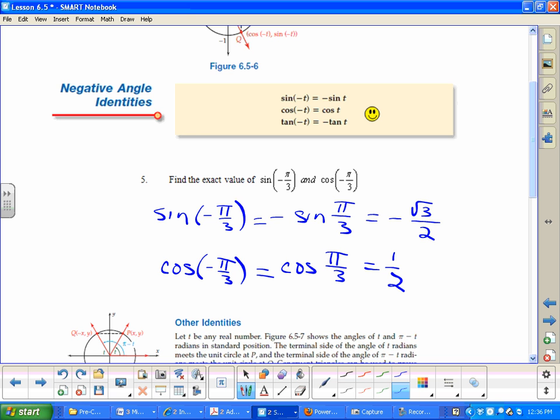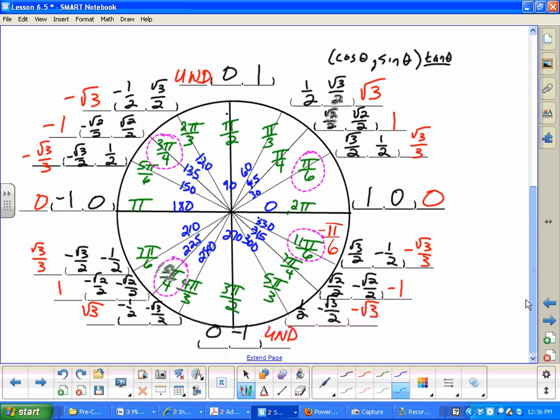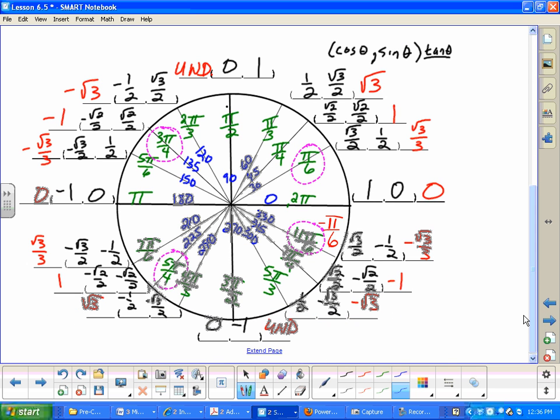But you could also look at my unit circle. Where's negative pi over 3 on the unit circle? Well, let's see. Pi over 3 is the same as 60 degrees, so if I started at 0 went to positive 60, or I started at 0 went to negative 60, would be the same as 300, same as 5 pi over 3. Cosine is 1/2. Sine is negative square root of 3 over 2. So you could do it either way to get there.